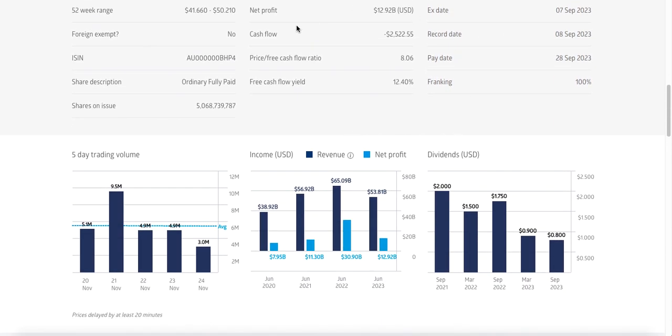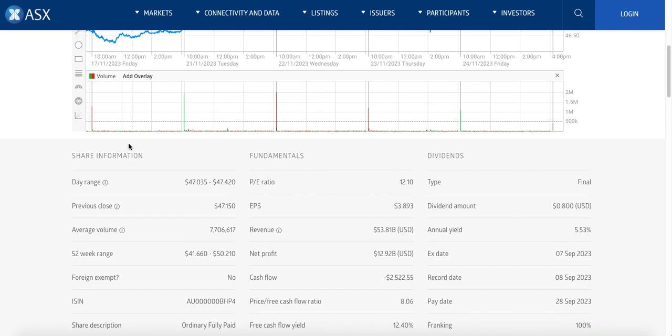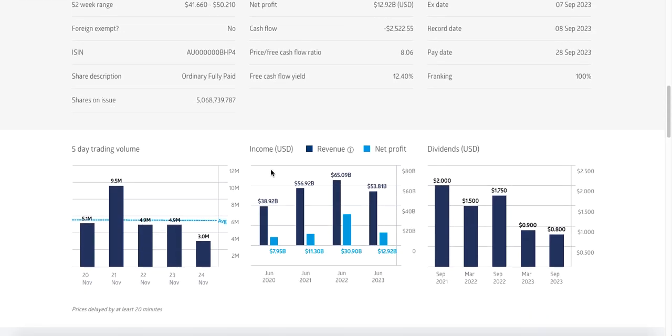Down here we've got a couple of graphs actually showing this data. So here we've got corresponding data: the volume, income, so we've got the revenue, and then the net profit. This is the real area we want to look at. 2020 through to 2023, we are seeing a net profit of 7.9, 11.3, 30 billion, and then 12.92 billion. So a profit in each year.